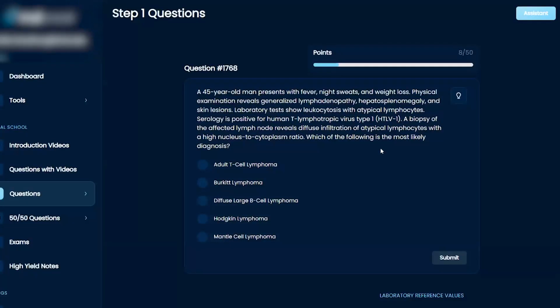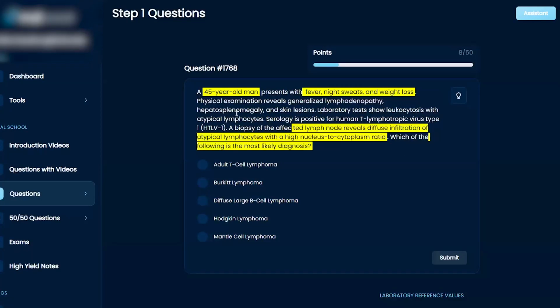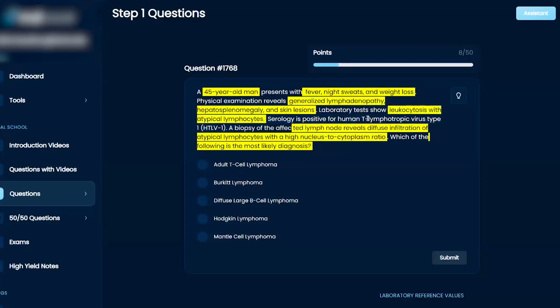Okay. A biopsy of the affected lymph node reveals diffuse infiltration of atypical lymphocytes with high nucleus to cytoplasmic ratio. What is most likely? So you have Burkitt, Hodgkin, Mantle. Okay, so a 15-year-old man presents with fever, night sweats, weight loss. Physical examination reveals lymphadenopathy, splenomegaly, skin lesions, lymphocytosis with atypical lymphocytes. Serology is positive for human T-lymphotropic virus in a biopsy.